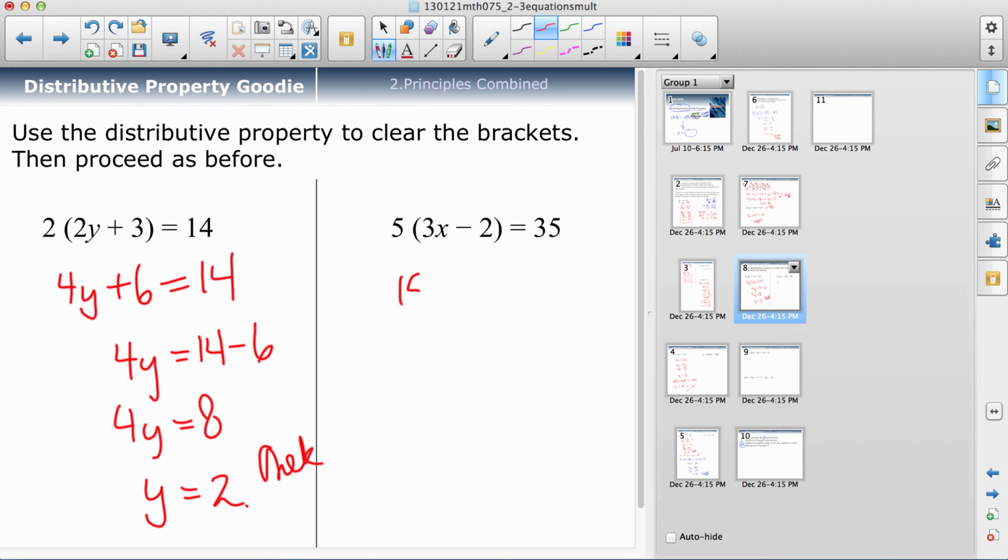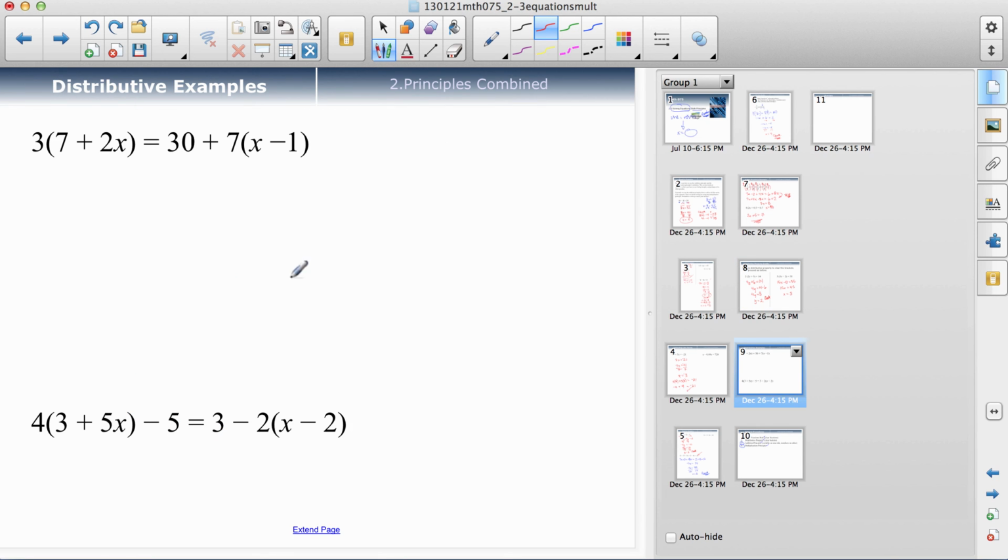Another one, 15x minus 10 equals 35. Add 10 to both sides. So you get 45. Divide both sides by 15. You get 3. Again, you can plug it back in and check. Distributive property. Maybe try one. Try this one. Pause, try this one, and then press play and we'll see how you do.